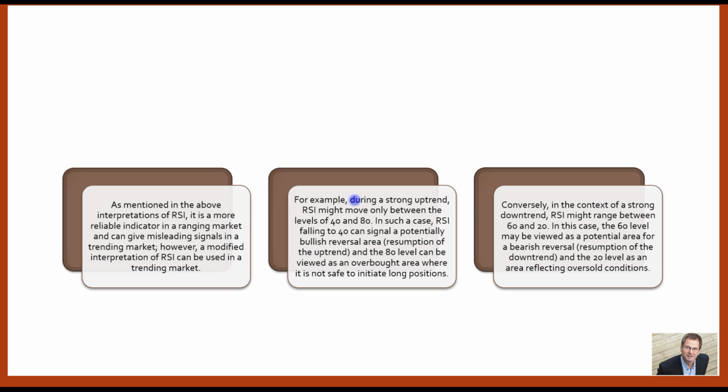Now, as mentioned, in interpretation of RSI, it is a more reliable indicator in a ranging market and can give misleading signals in a trending market. However, a modified interpretation of RSI can be used in a trending market. For example, during a strong uptrend, RSI might move only between the levels of 40 and 80. In such a case, RSI falling to 40 can signal a potential bullish reversal. And this is why I said you also have to understand the asset class, and how that asset normally prints in RSI.